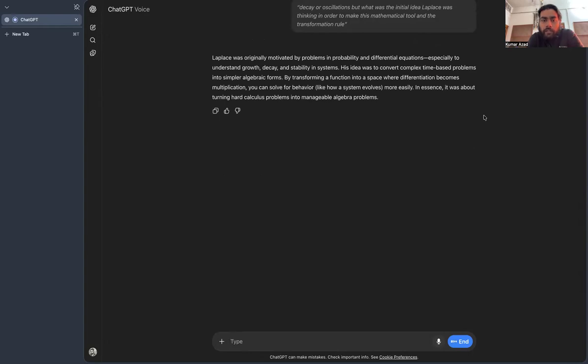Okay, what was that example? Like turning hard calculus problems into manageable algebra problems. The example he had taken initially to understand.